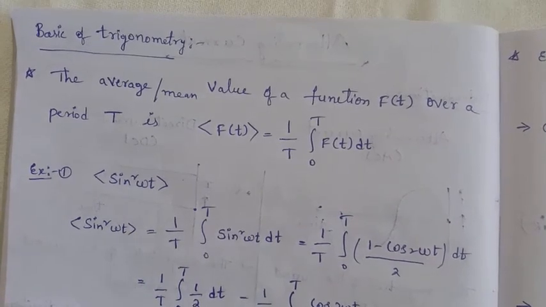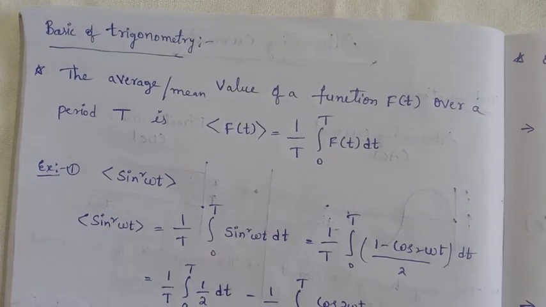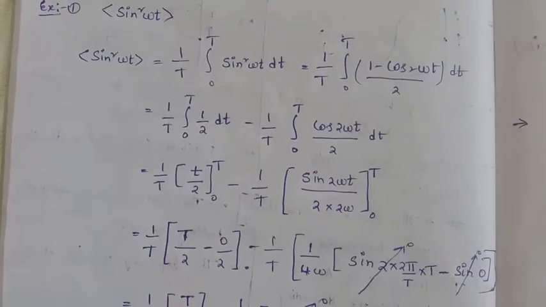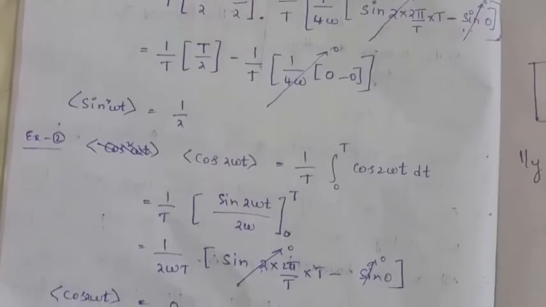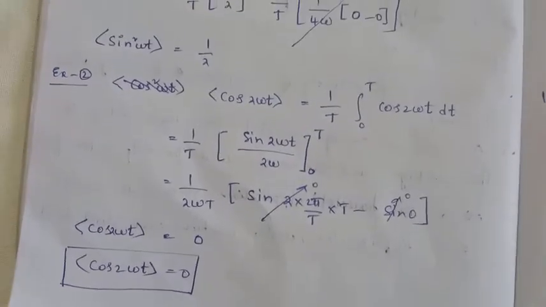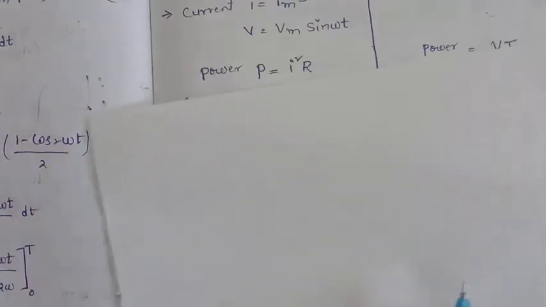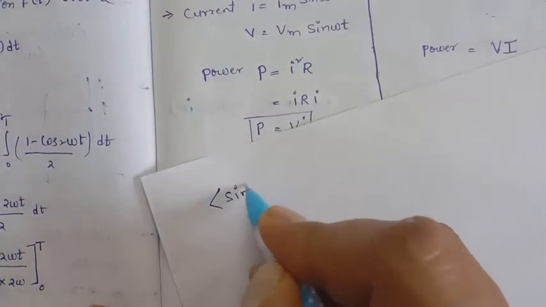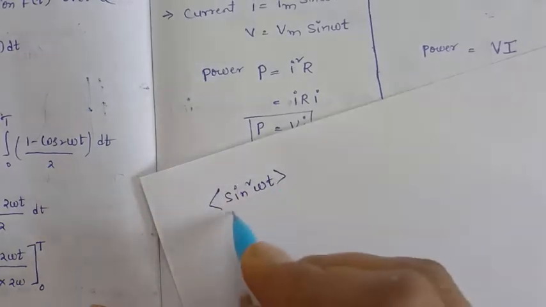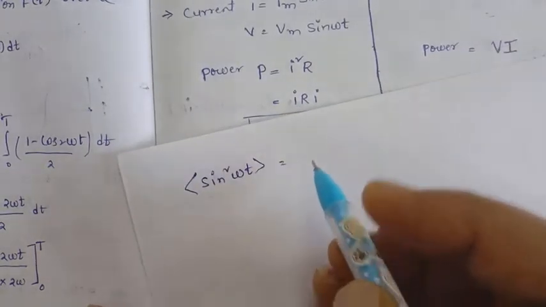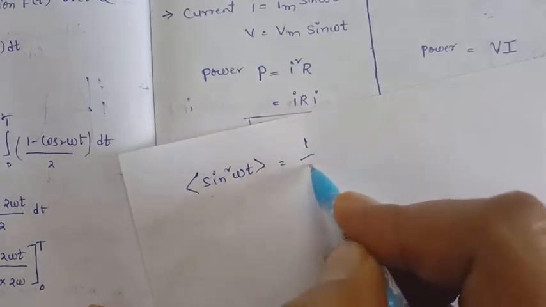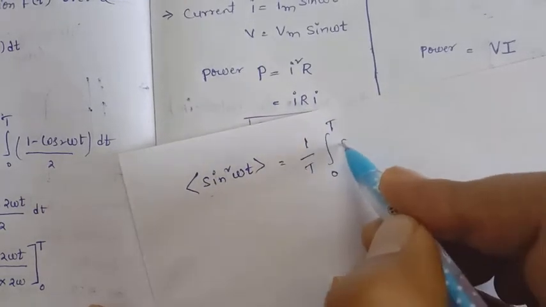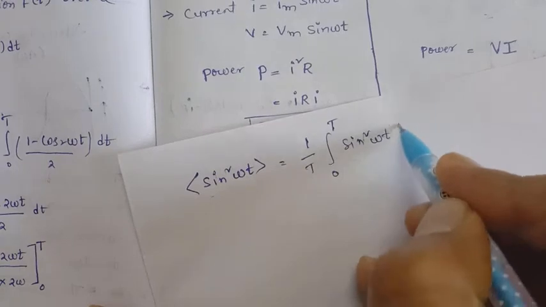Here some average values will be useful: the average value of sine square omega t, and the average value of cos 2 omega t. I will explain how they are solved. First I will do sine square omega t. It is a function, so what is the average function formula? 1 by T integration 0 to T of sine square omega t dt.